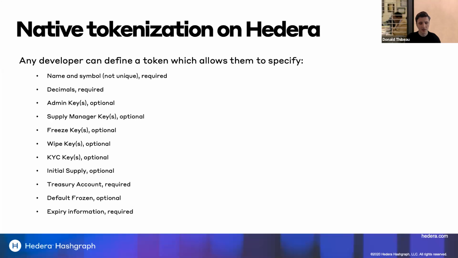The definition also specifies a treasury account, which is the Hedera account ID, which would receive minted tokens, and also allows the developer to set a flag of whether or not the token is default frozen for all Hedera accounts which associate, or default not frozen. What that means is you can choose whether you want to enable more of a whitelist model or a blacklist model for your token. And finally, token entities, like all other entities on the network, have relevant expiry information that ensure they maintain in state over time.